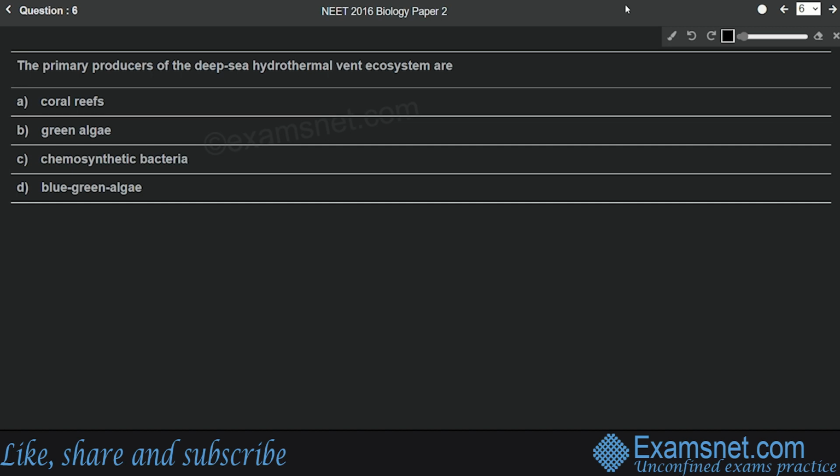Now question number 6 is from the chapter ecosystem, and the question is, the primary producers of the deep sea hydrothermal vent ecosystem are, options are coral reef, green algae, chemosynthetic bacteria and blue-green algae. Okay, so let's first understand what is deep sea hydrothermal vent. So as the name suggests, deep sea means it is located at great depth in the sea or in the ocean. Okay, and vent basically means an opening or a crack. Okay, crack or opening. So we can say that these are cracks in deep oceans.